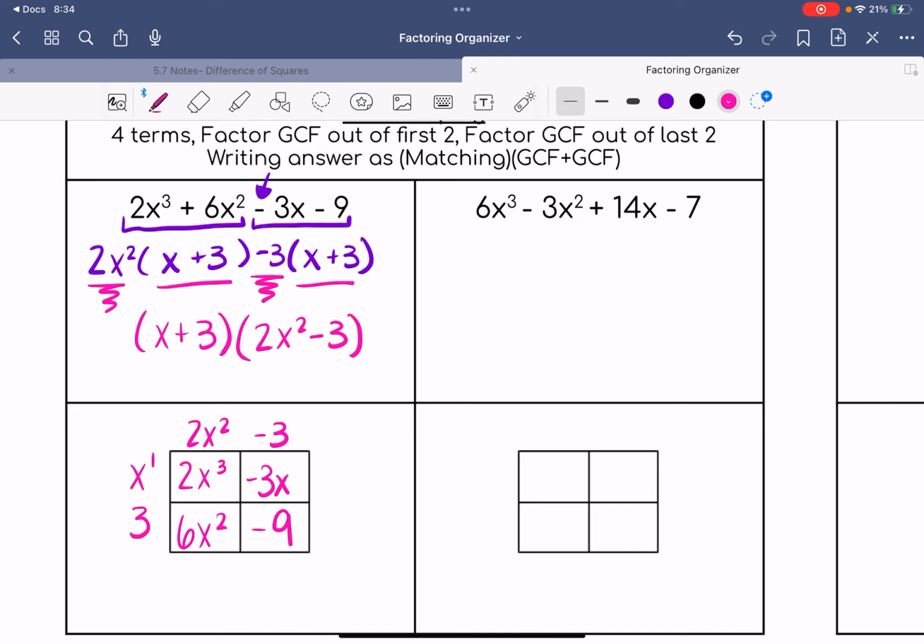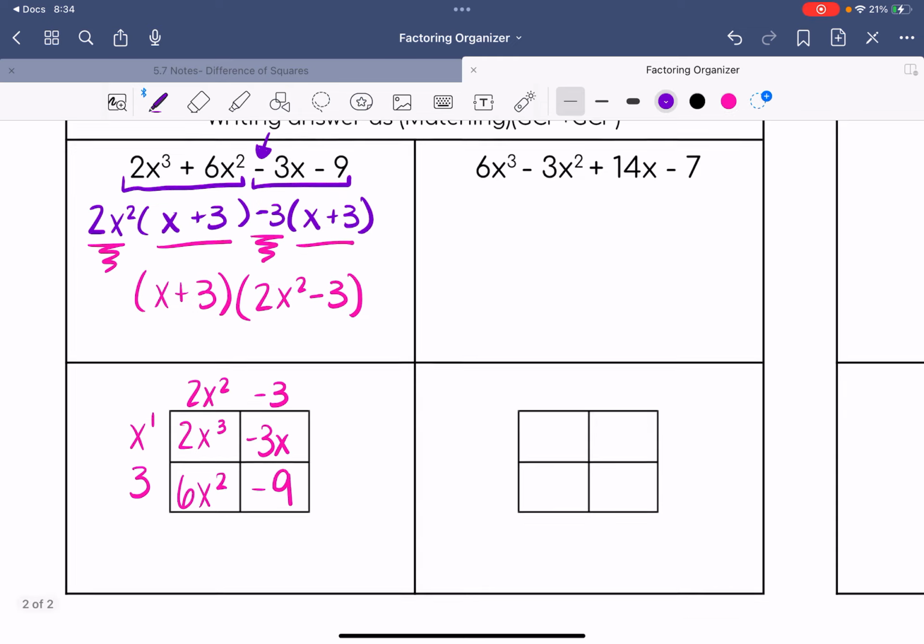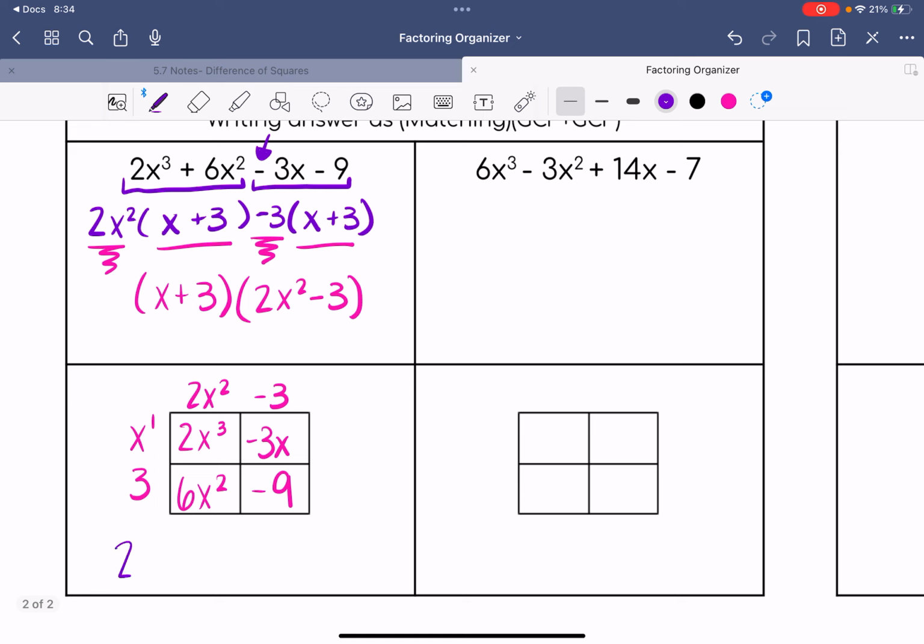Okay, from here, my final answer I would put in standard form, so highest to lowest exponent. So I would have 2x cubed. I would have that 6x squared as my next exponent, minus 3x, minus 9, and looky there, that is the exact same thing as what we started with.